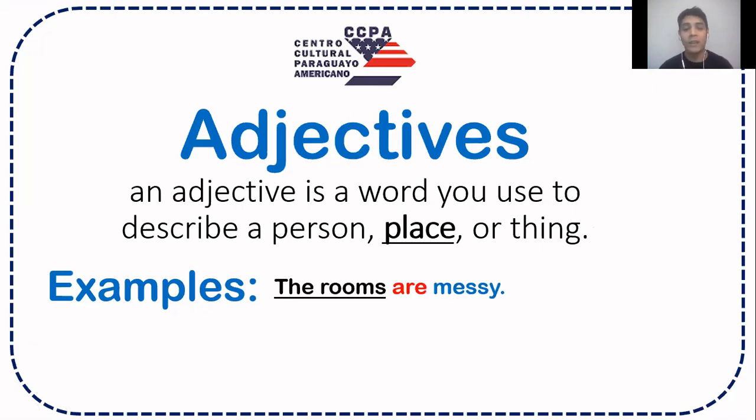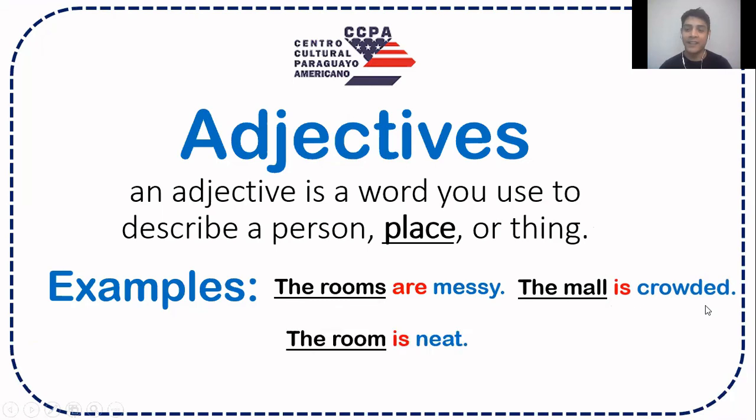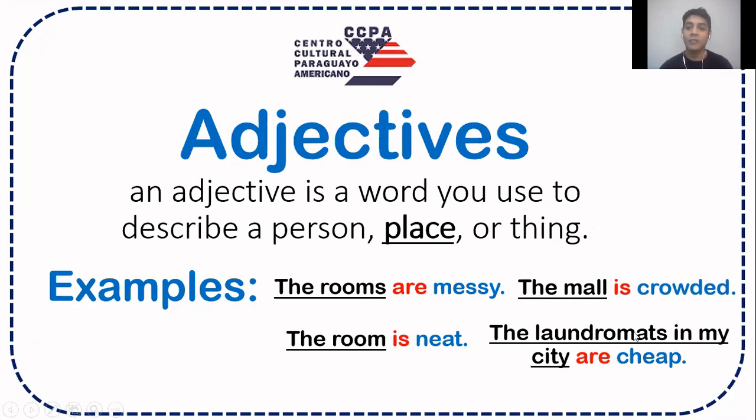So we're using adjectives with things as well. So here we have some examples. The rooms are messy, right? Place and adjective. Place and adjective. The mall is crowded. The room is neat. The laundromats in my city are cheap. So you see adjectives and places. Yes, very good. Good.